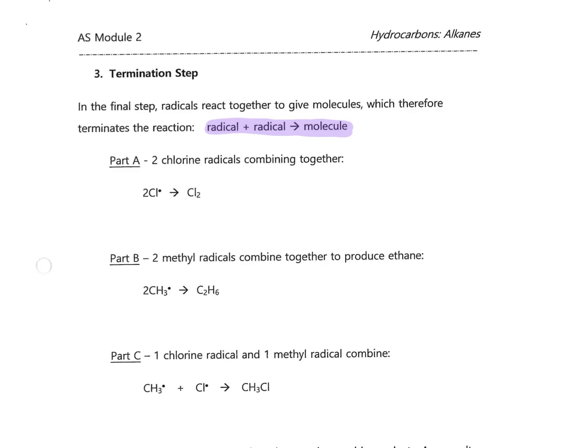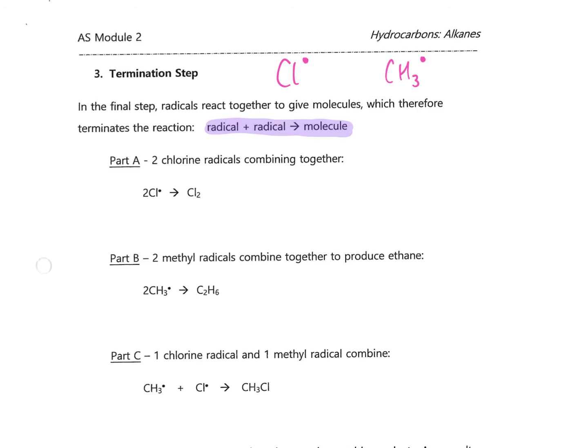But let's have a look first of all at what options we have for these termination steps, because if you think back to our propagation step, we had two different types of radicals in this reaction. We had our chlorine radical and we also had our methyl radical. So as a result, we have three different combinations of that. We could have two chlorine radicals coming together, two methyl radicals coming together, or one of each coming together.